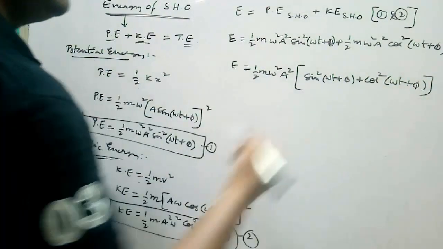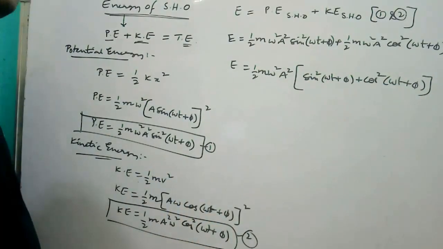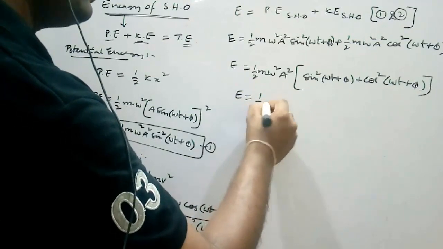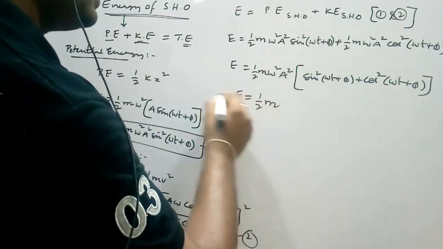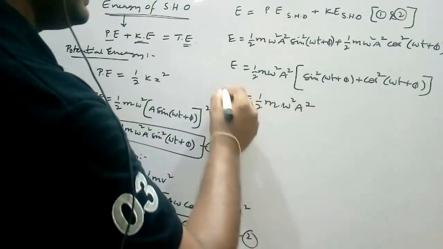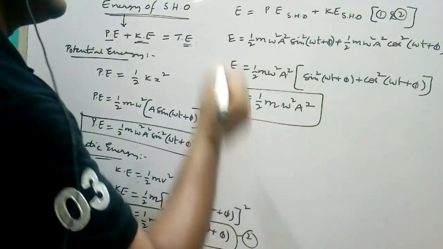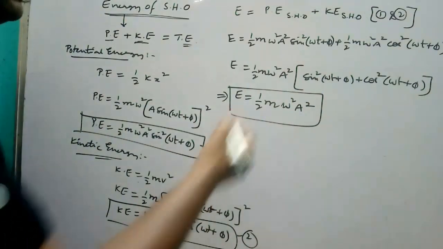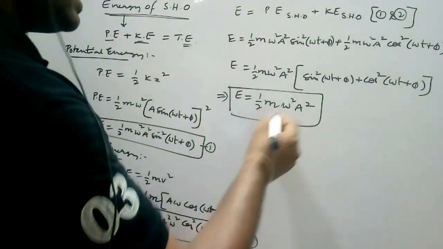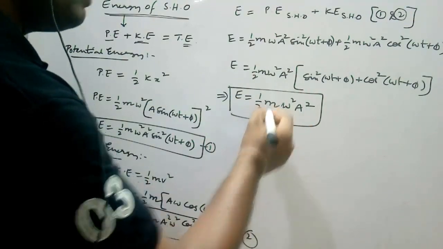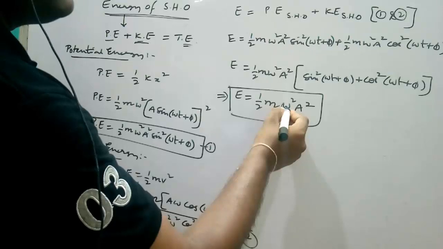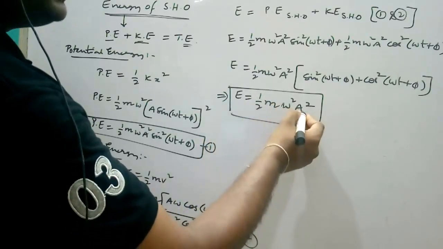So this is equal to, we know sine square theta plus cos square theta equals 1. Then we get the energy of the oscillator as half m omega square a square. Okay, here in this equation, m means the mass of the simple harmonic oscillator, omega means the angular frequency of the oscillator, and a means the amplitude of the oscillator.